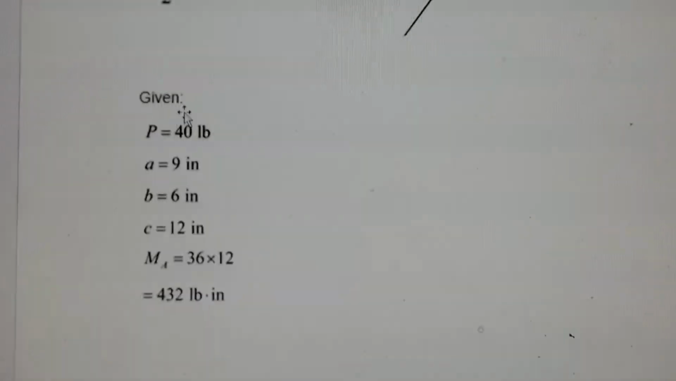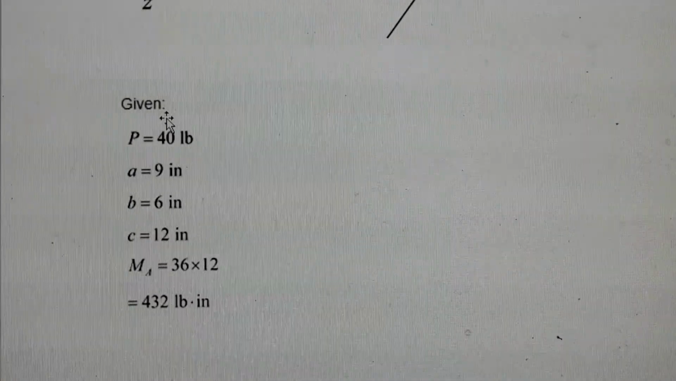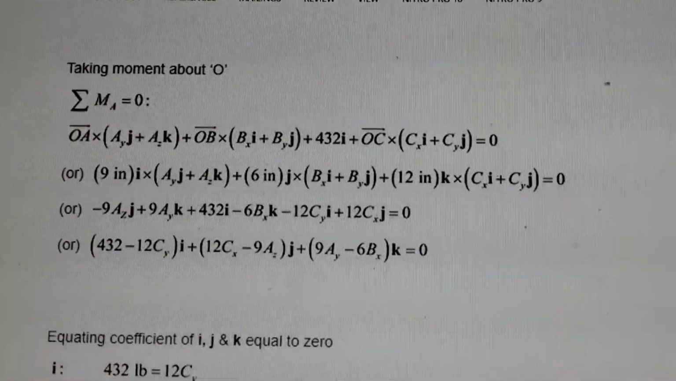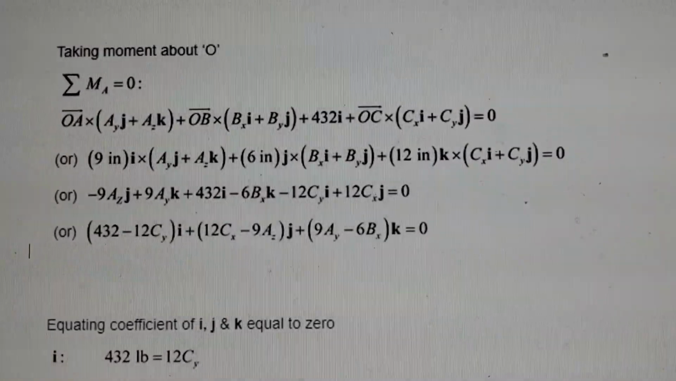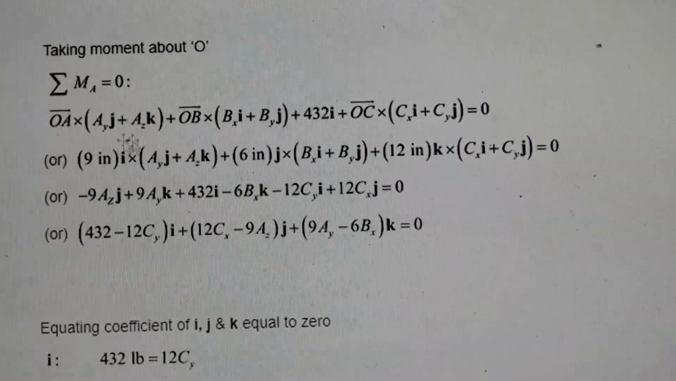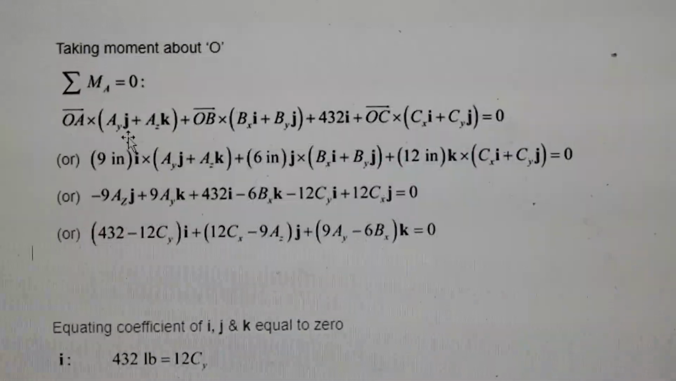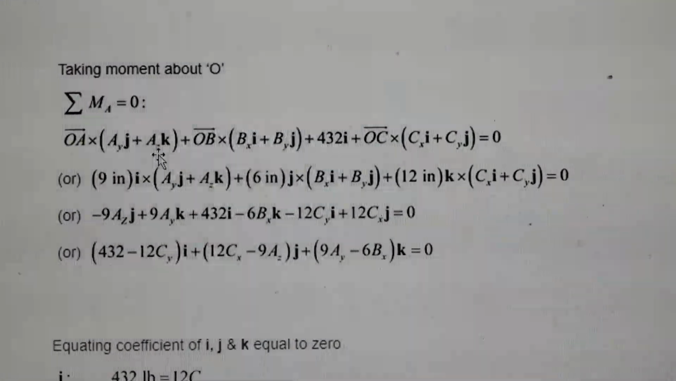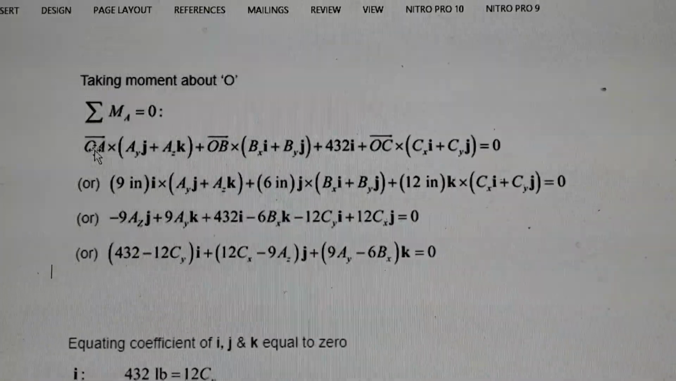The force given was 40 pounds, A is 9, B is 6, C is 12. The moment we should multiply by 12 to convert it to pound-inch, so the moment at A is 432 pound-inch. Let's find the summation of moments at A. You have to look at the reactions. The reaction at A is AY J plus AZ K. In the Y it's J, in the Z it's K. And the moment arm is OA.